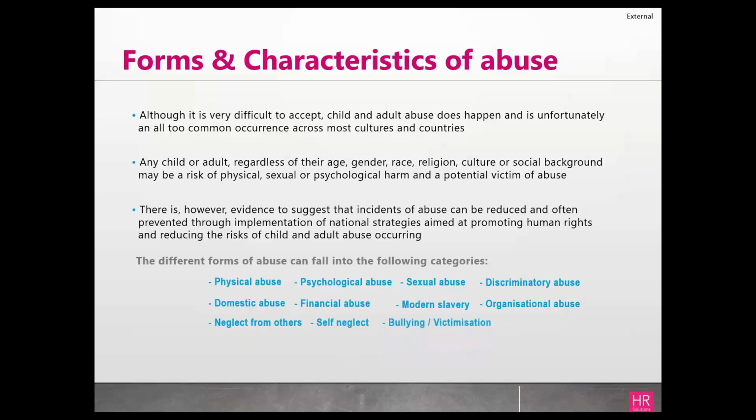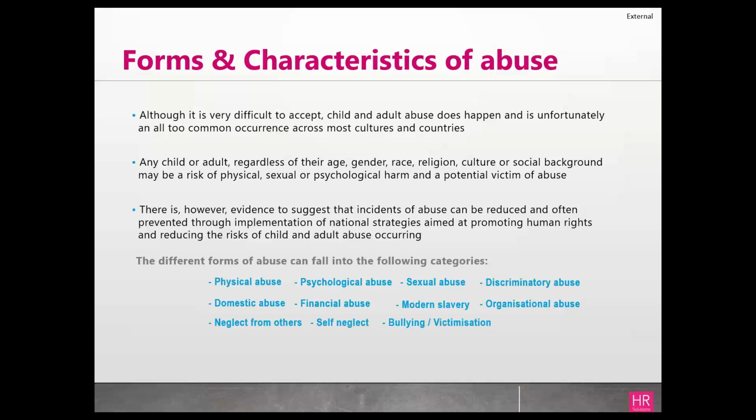I think we're all aware of physical abuse, psychological abuse, obviously sexual abuse, and discriminatory abuse as well. Depending on what someone does, they may look slightly different, they may talk slightly differently. That's a characteristic of abuse. Domestic abuse, obviously what happens at home. Financial abuse: somebody could be abused financially by having money taken, or unfortunately somebody may have been befriended because they've got money, or they're a vulnerable person and being asked to sign money over.